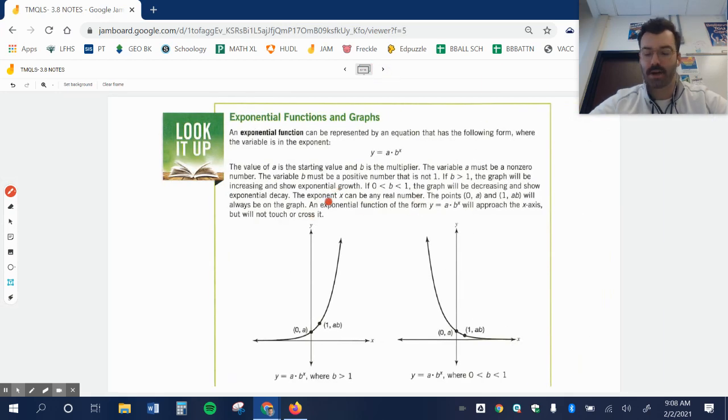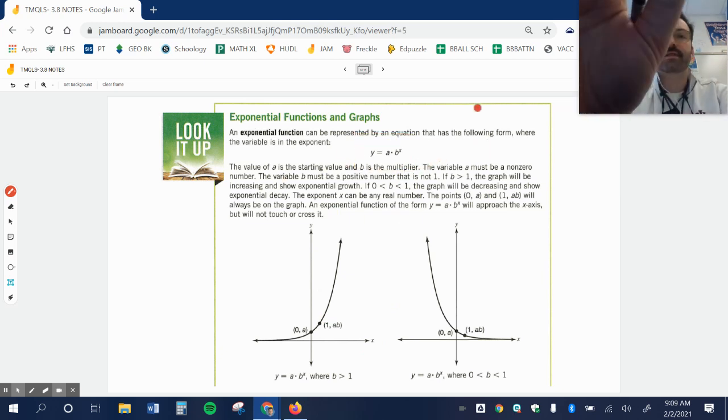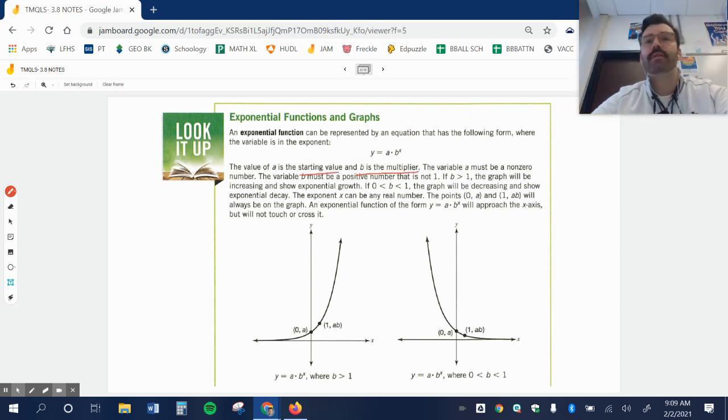Here we go. So let's talk about exponential functions. An exponential function can be represented by this equation. Again, this equation continues to come back. A is that starting value, like it says here. A is the starting value. B is your multiplier. A must be a non-zero number.